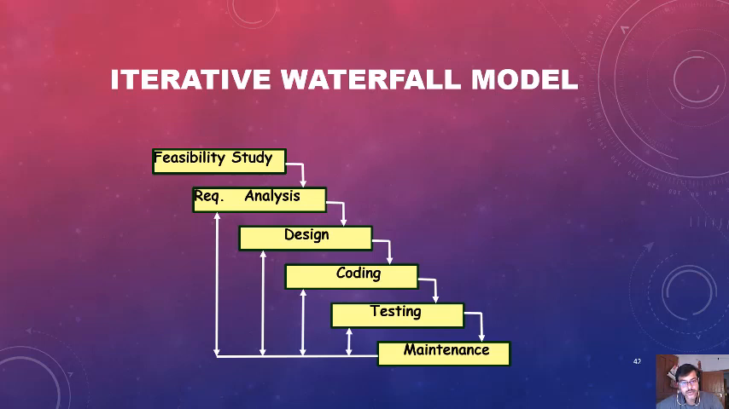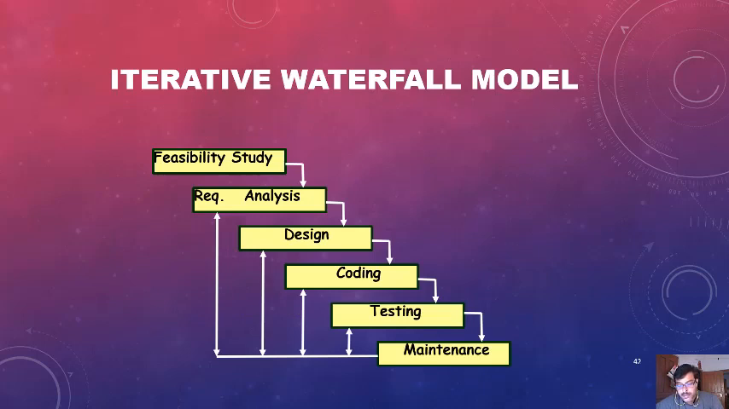From testing, if you find any new requirement or any problems, then you have to go back to the requirement analysis. You may go directly to design, or directly to coding. These paths are called feedback paths, and they go from the lower stages of the waterfall model to the upper stages.